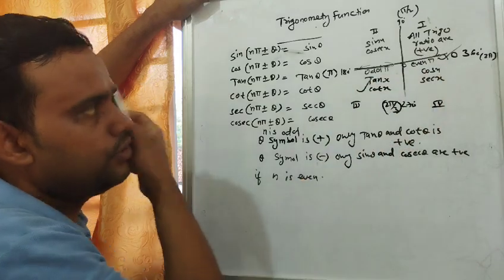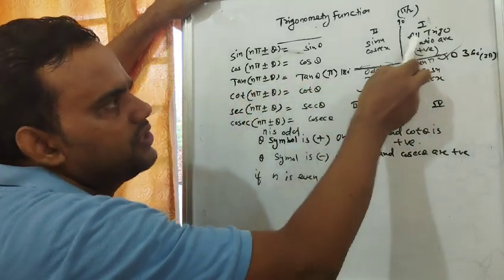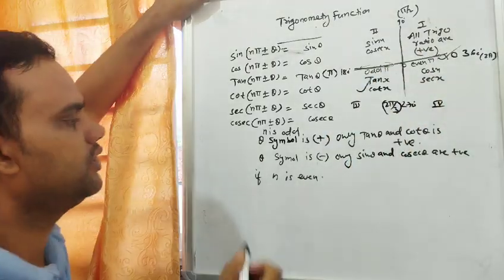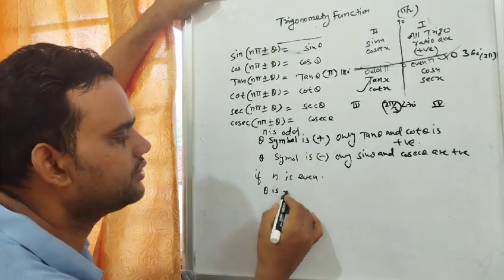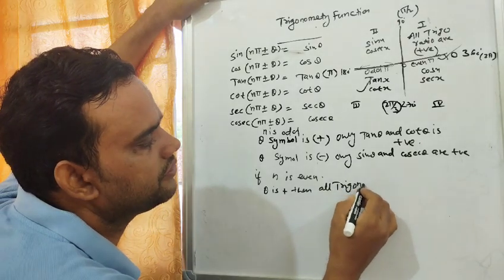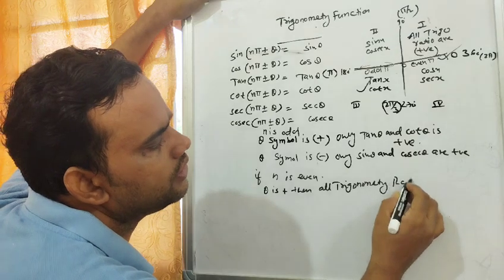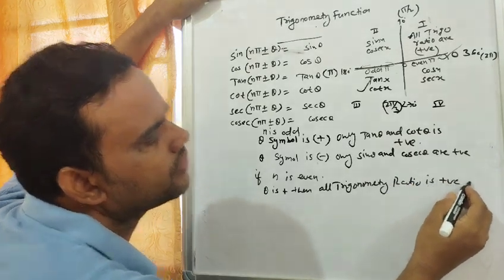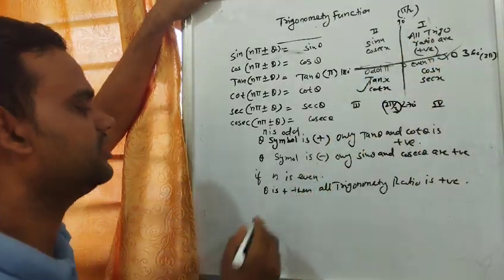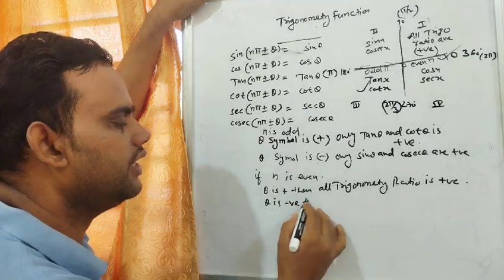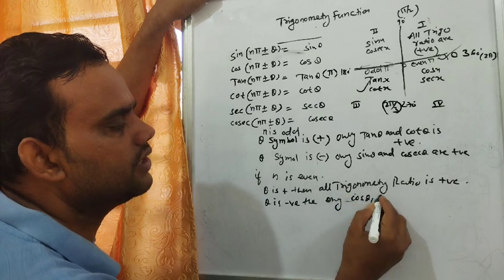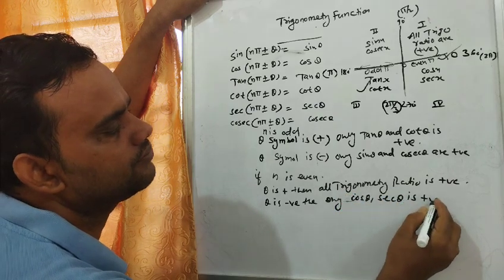If theta has a plus symbol before it, we go to the first quadrant, where all are positive. So if theta is plus, then all trigonometric ratios are positive. If theta is negative, we come to the fourth quadrant. So if theta is negative, then only cos theta and sec theta are positive.